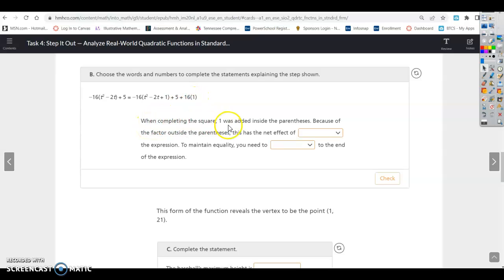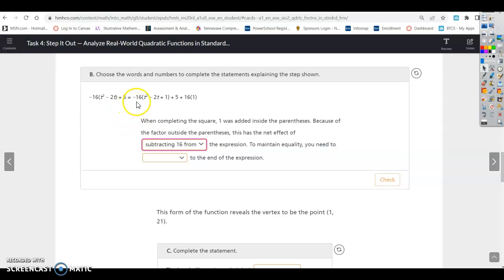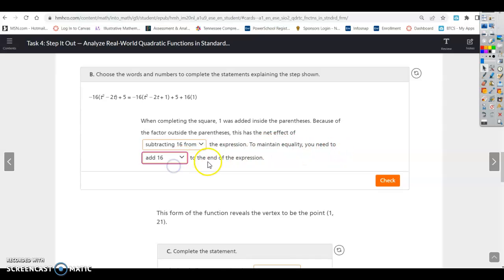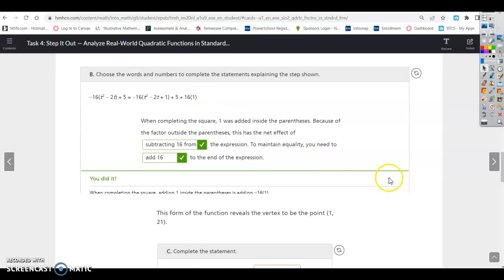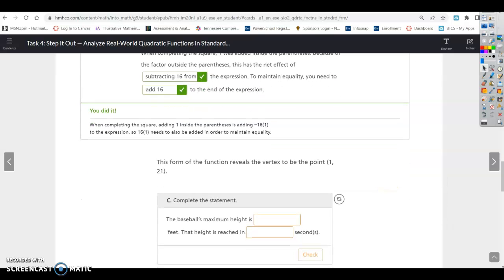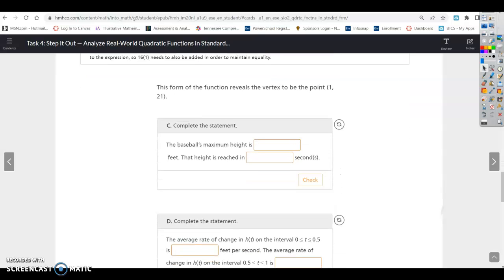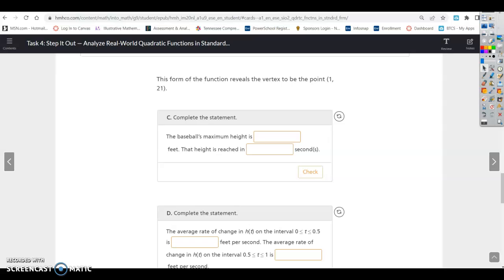So it says, when completing the square, 1 was added inside the parentheses because the factor outside the parentheses has a net effect of subtracting 16. Again, negative 16 times 1 is like subtracting 16. To maintain equality, you need to add 16 to the end of the expression. And again, that's just because we have an equation and you want to maintain that equality. Okay? So this form of the function reveals the vertex to be the point 1, 21.